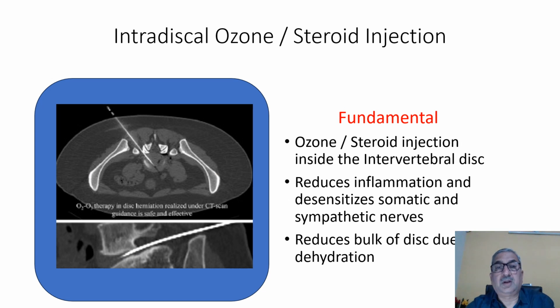Intradiscal ozone and steroid. This is still practiced by many people, in which a needle is passed inside the nucleus pulposus and ozone is injected or intradiscal steroid injection is given. The idea is that you try and dehydrate the disc. So this actually does debulking, but of a different sort. Okay.